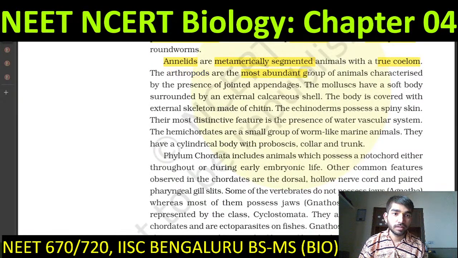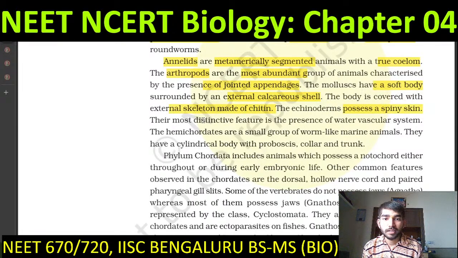Arthropods are the most abundant group, with the presence of jointed appendages. Their name itself says it: arthro meaning joints and pods meaning appendages. Mollusks have a soft body surrounded by a calcareous shell. Arthropods are covered by an external skeleton made of chitin. Echinoderms have spiny skin, and the distinctive feature is the presence of the water vascular system. All these things you should remember for each phylum.